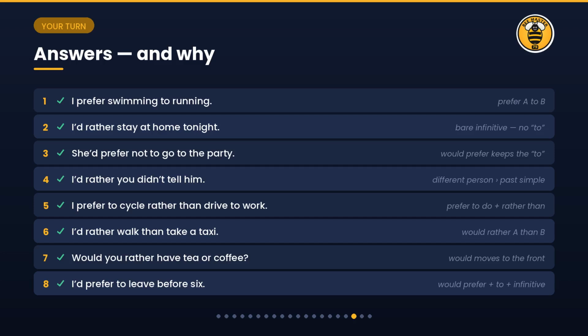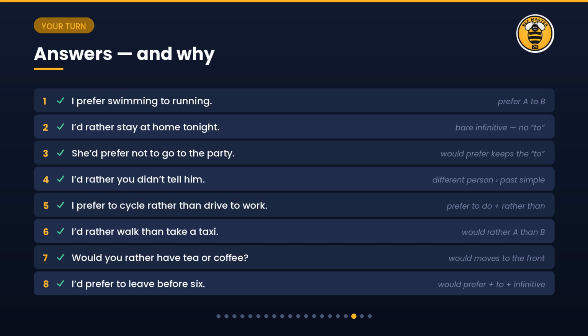Here are the answers. 1. I prefer swimming to running. Prefer compares with to. 2. I'd rather stay at home tonight. A bare verb with no to. 3. She'd prefer not to go to the party. Would prefer keeps the to and not comes in front of it. 4. I'd rather you didn't tell him. Different person, so past simple.